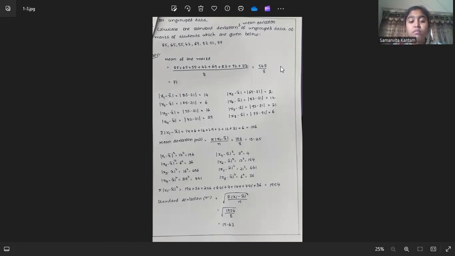Similarly, we calculate standard deviation. For the standard deviation, we require the square root of sigma (xi minus x bar) whole square by n. So we calculate xi minus x bar for every observation, and we calculate them using the standard deviation formula. We get 15.63. Similarly, for the grouped data, we calculate like that.